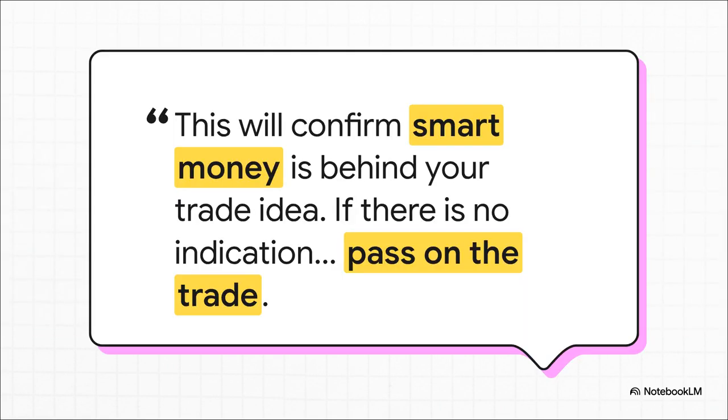And this right here is probably the biggest takeaway from the whole video. This tool isn't just about finding great trades, it's also about knowing when to stay on the sidelines. If you don't see that clear divergence, if that smart money fingerprint isn't there, ICT's advice is simple. Just pass on the trade. This is how you filter for only the highest probability setups.